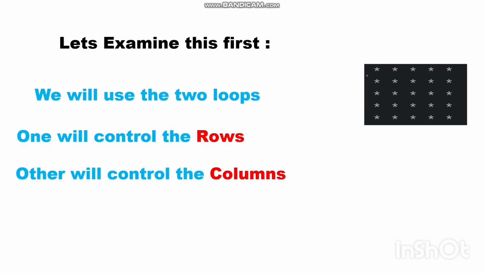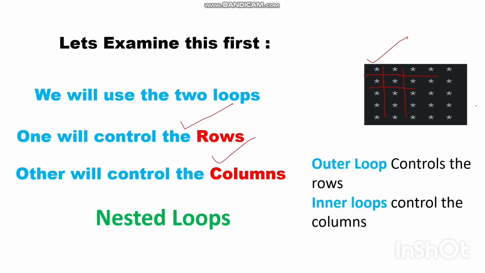First of all, as you can see in this diagram, there are certain rows and certain columns. These are pointed vertically, and certain rows are marked horizontally, okay? So there are two types of loops, the outer loop and the inner loop. One of the loops will control the rows and the other will control the columns. These loops are called nested loops, okay? Here you can see that the outer loop controls the rows and the inner loop controls the columns. So we shall use two types of loops for these things.